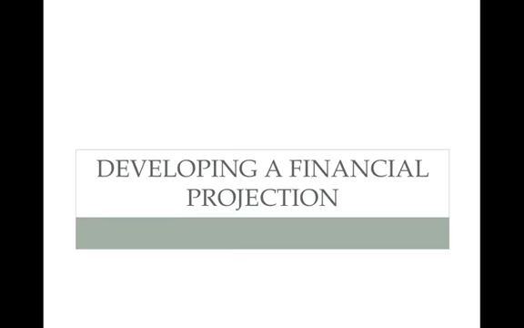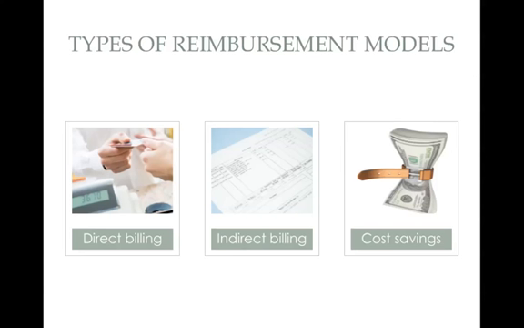Developing a financial projection. Reimbursement models can follow at least one of three directions. Direct billing is where you have to directly bill the patient, insurance company, or other party. In pharmacy, most of the time, we don't use this method to generate revenue because traditionally we offer service for free. We only charge for the product.